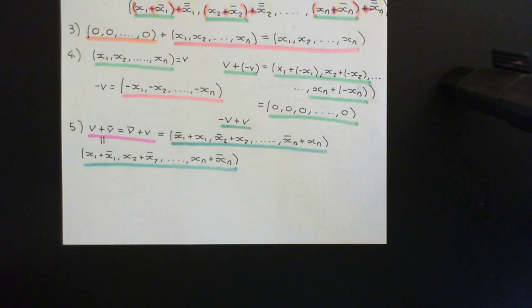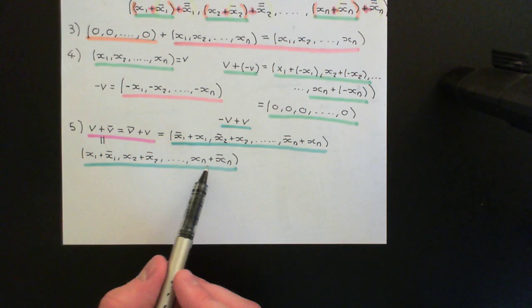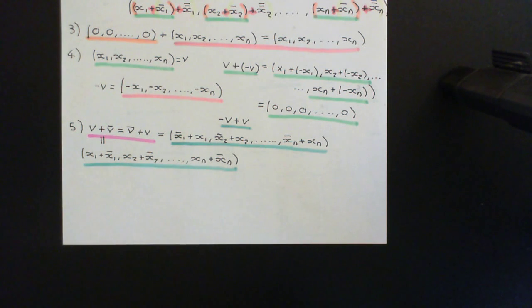Commutativity of addition in the field. Okay, so all of these answers here are going to be exactly equal to the answers here because of commutativity of addition in the field. Okay, so these two are indeed going to be equal to one another, so you can add two vectors either way around and you'll get the same answer.